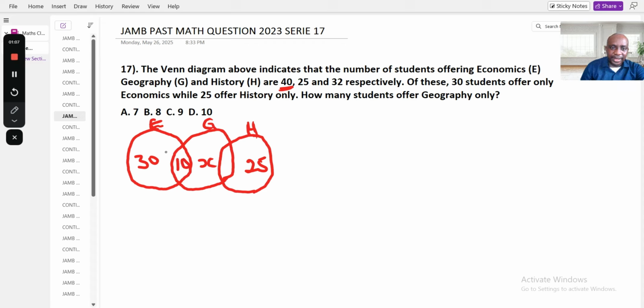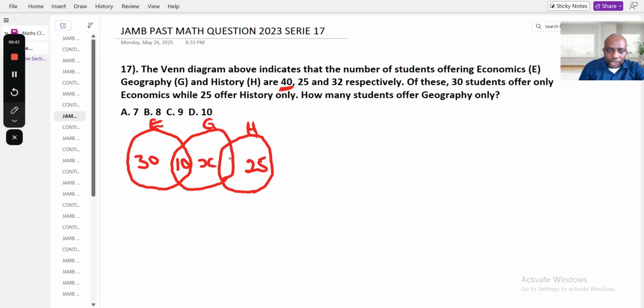10. Therefore, because the total of the people that offer economy is 40. We were told that only people that offer only economy is 30, and the people that offer both economy and geography are 10. We have discovered that this one will be 10 because the total of people that did economy are now 40.